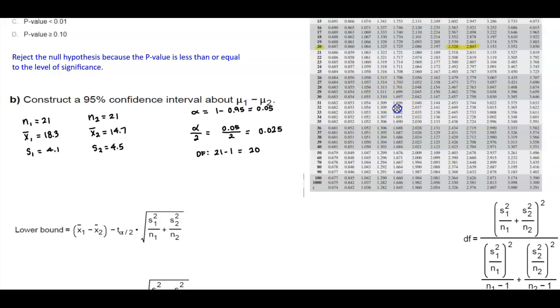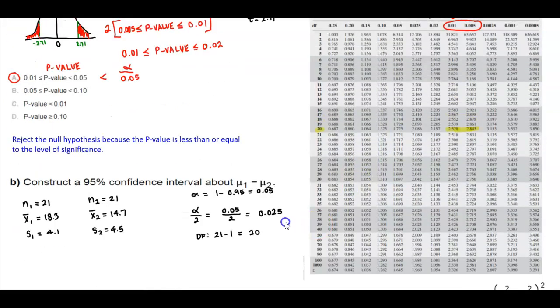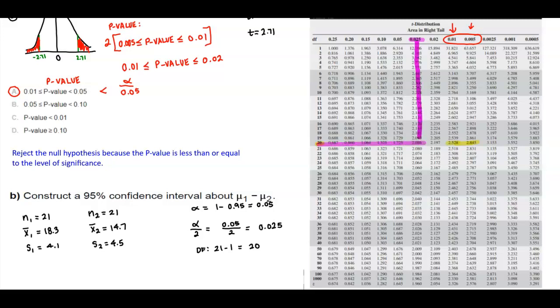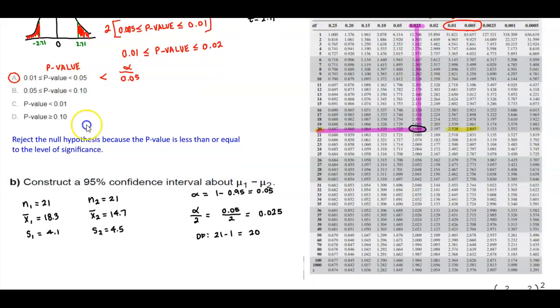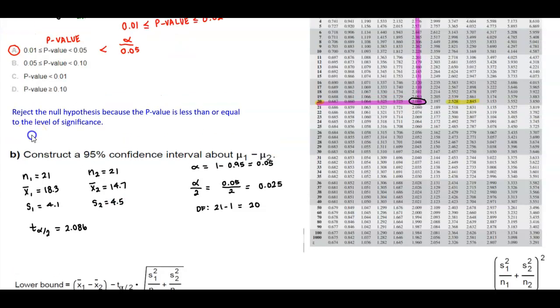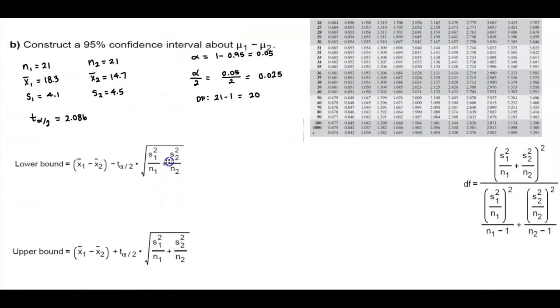So let's find that critical value. We know that we have an area of 0.025 and the degrees of freedom, which is 20. We will see that our critical value is the following. We get the critical value of 2.086. So the critical t value is 2.086. And now we can plug in our information to find the lower and the upper bound.